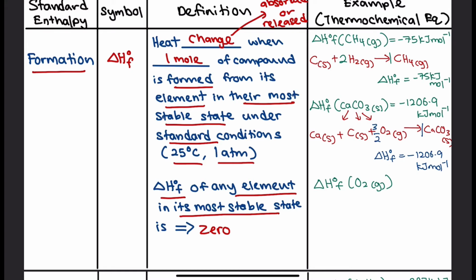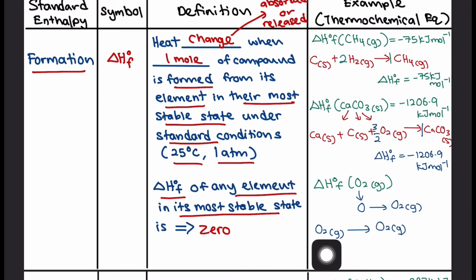Now ask yourself, how many elements are present in this oxygen molecule? It would be just oxygen. And what is the most stable state of oxygen? It would be oxygen gas. Therefore, the chemical equation would look like oxygen gas changing into oxygen gas. When the chemical equation looks like itself converted to itself, that means the standard enthalpy of formation is equivalent to 0 kilojoule per mole.